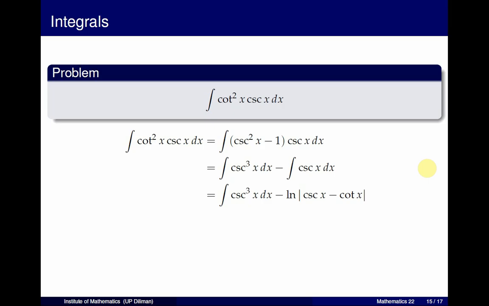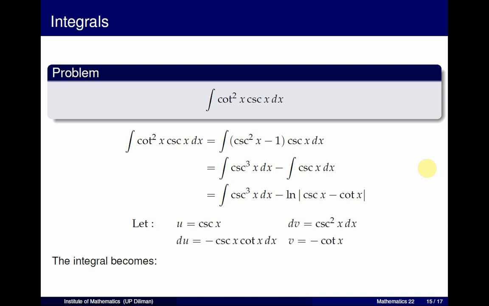What we will do is, we will let our dv be cosecant squared x dx. So our u is cosecant x. Why do we do this? So that our v will be negative cotangent x. And then du will be negative cosecant x cotangent x dx. You will see later why I chose the dv first before the u.